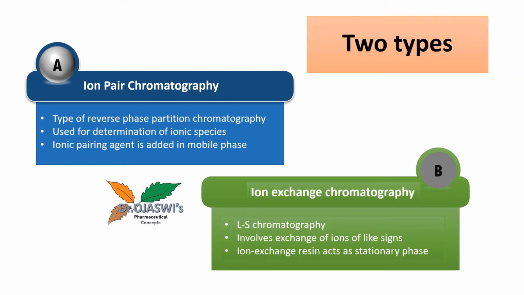So from such mixture, if I have to separate all those components with like signs, then ion exchange chromatography is used. Ion exchange resin acts as the stationary phase. So in ion exchange chromatography, the most important part is the stationary phase, which is ion exchange resin.